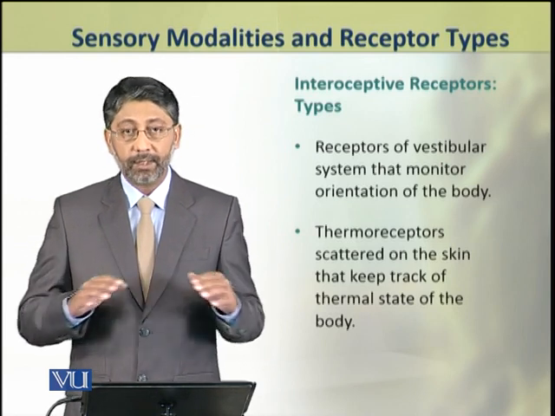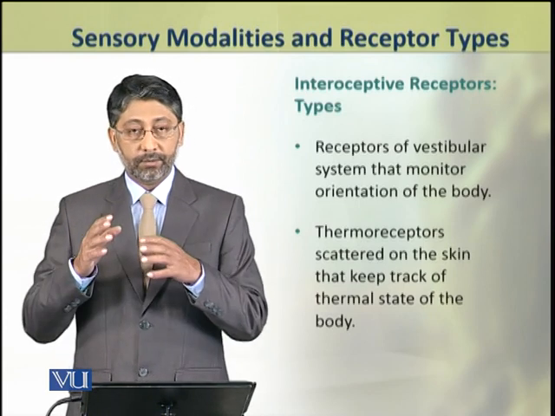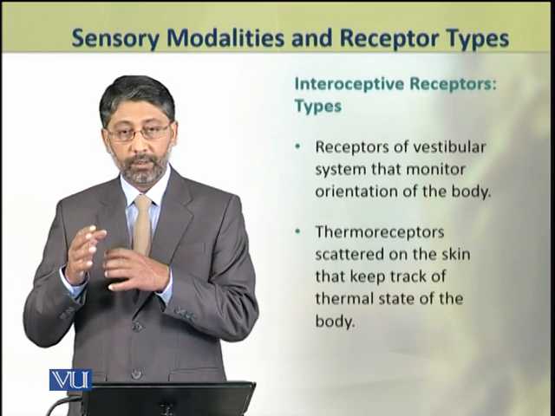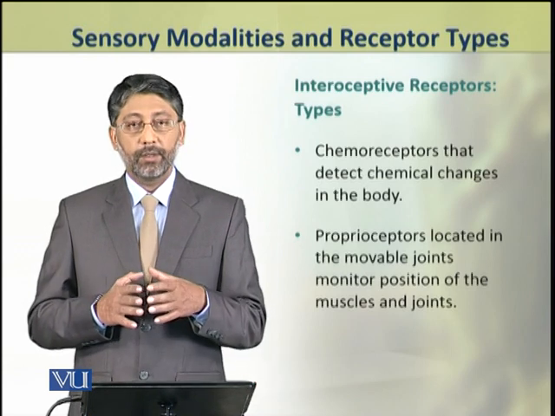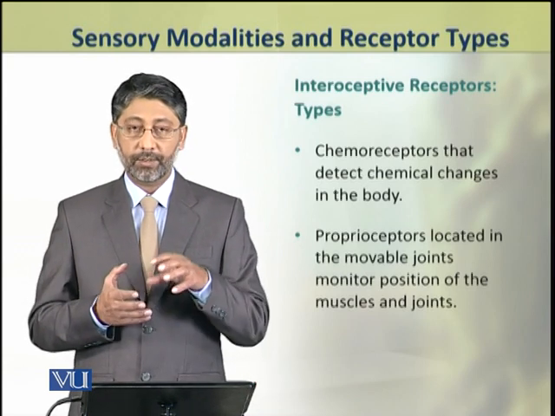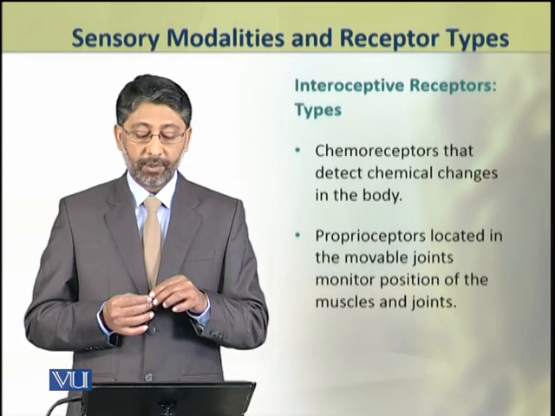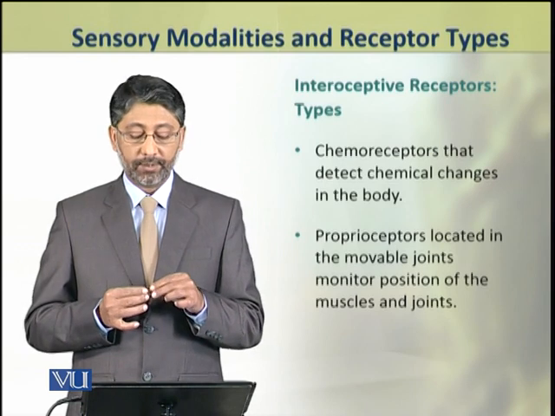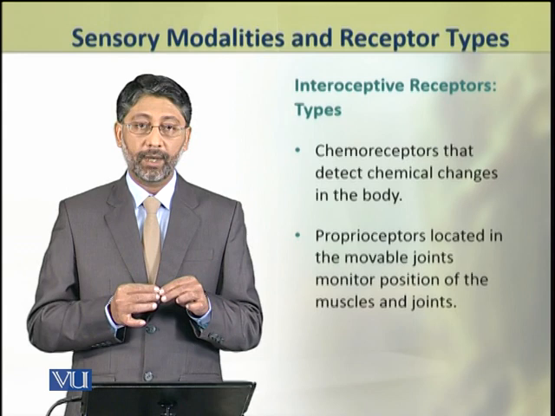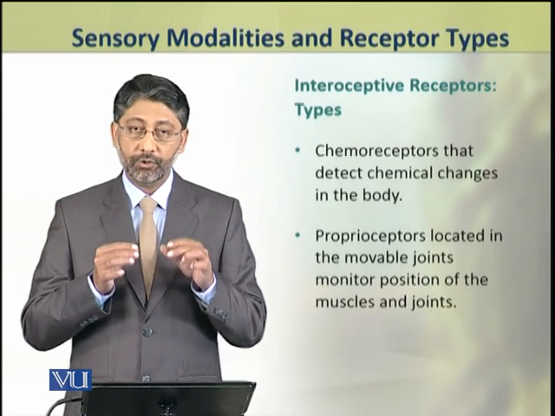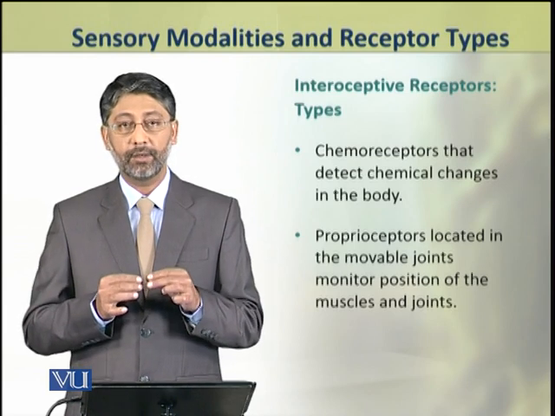Thermoreceptors are scattered on the skin. They keep track of thermal changes or thermal state of the body. Chemoreceptors, which detect chemical changes in the body. Another type of interoceptive receptors is the proprioceptors. These proprioceptors are located in the movable joints. They monitor the position of muscles and joints.